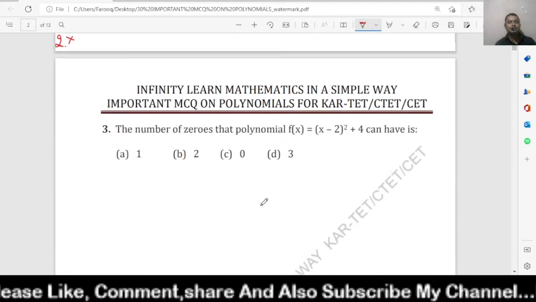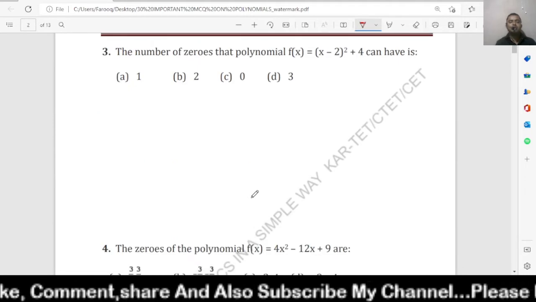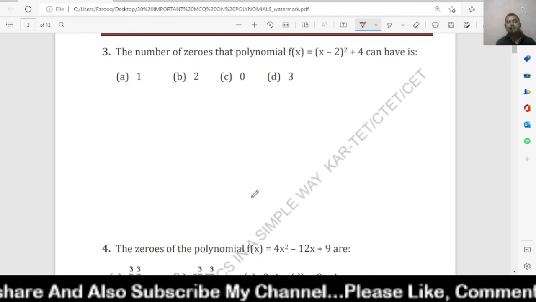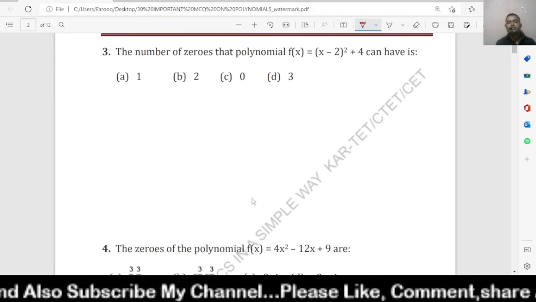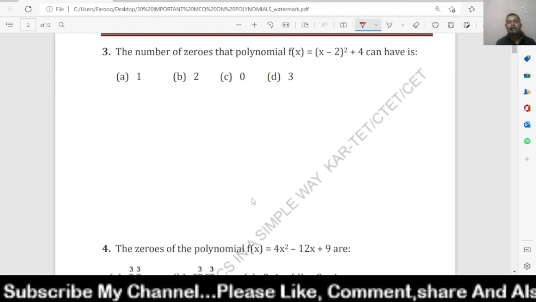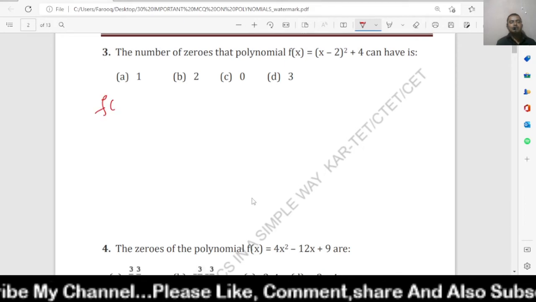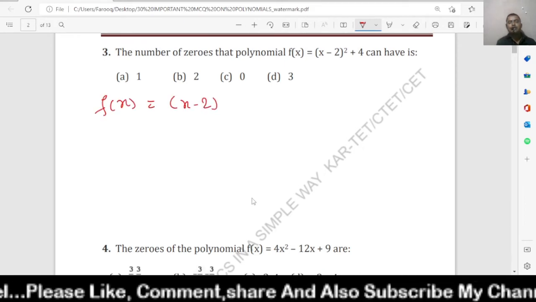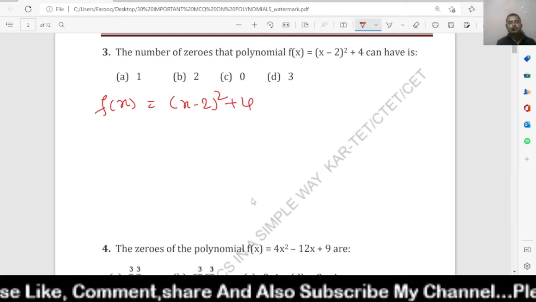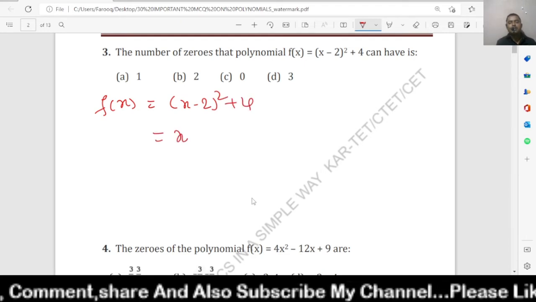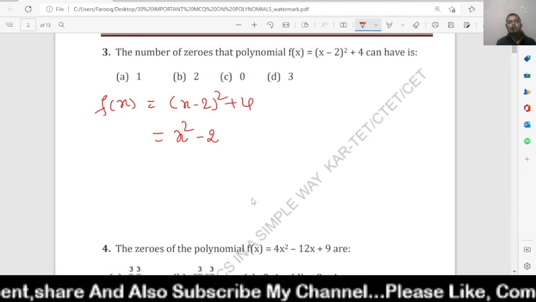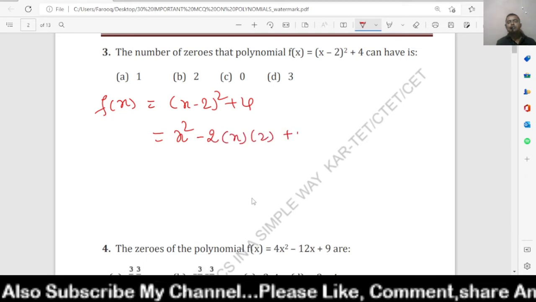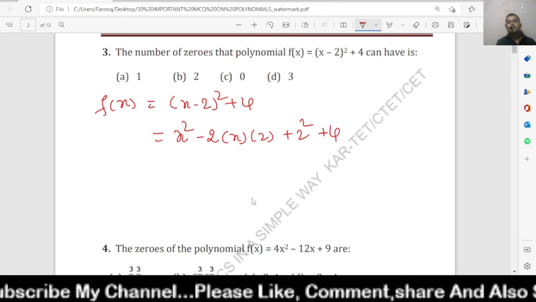Yes, next come to the number of zeros of the polynomial. The number of zeros that the polynomial f of x is equal to (x minus 2) whole square plus 4 can have. So take f of x is equal to (x minus 2) whole square plus 4 and use the (a minus b) whole square formula. a square minus 2ab plus b square. a means what here? x, b means what here? 2. So x square minus 2 into x into 2 plus 2 square plus 4.